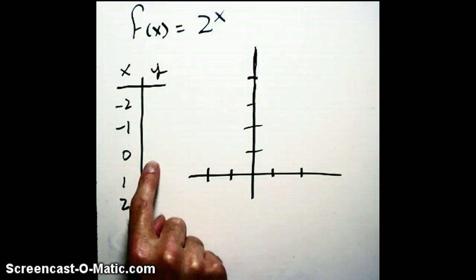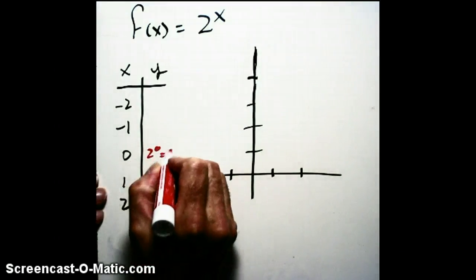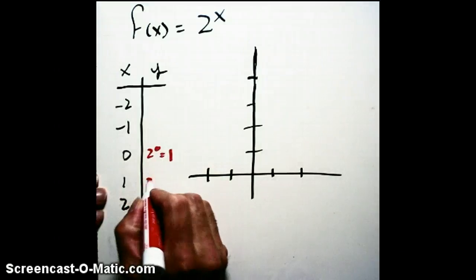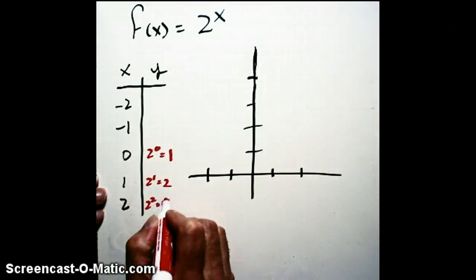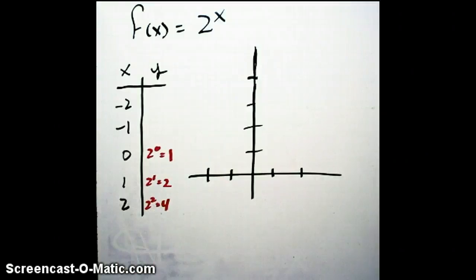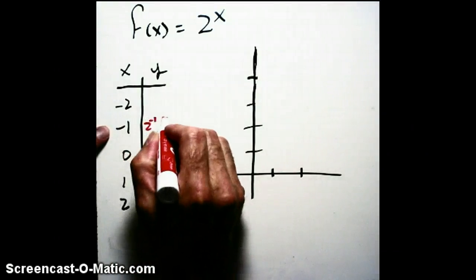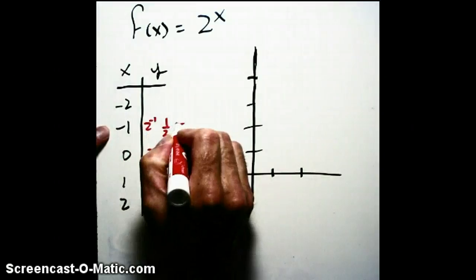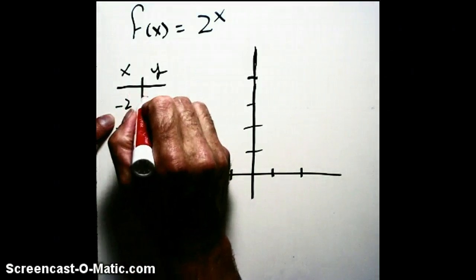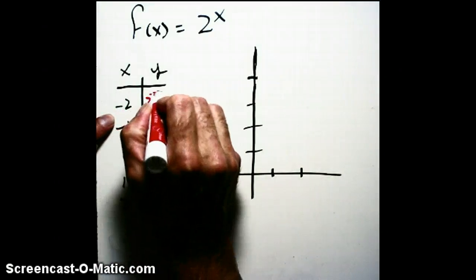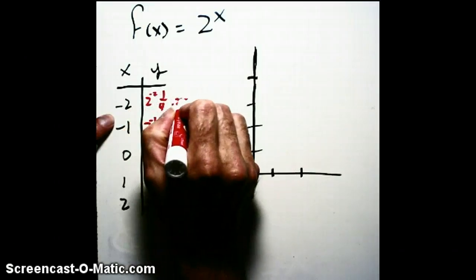I'll start with 2 to the 0. 2 to the 0 is just 1. This one's 2 to the 1, which is 2. This is 2 squared, which is 4. Okay, so we get that. This is 2 to the negative 1. Remember, 2 to the negative 1 is 1 over 2. That's 0.5. This would be 2 to the negative 2, or 1 over 2 squared, which is 1 over 4, or 0.25.